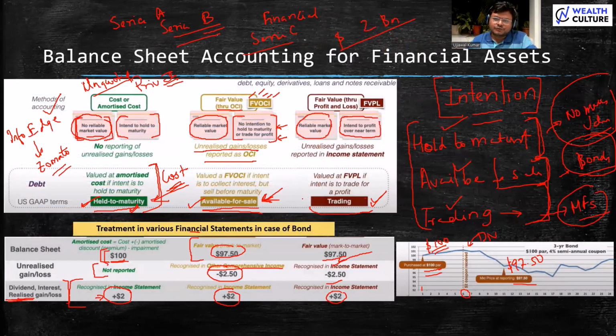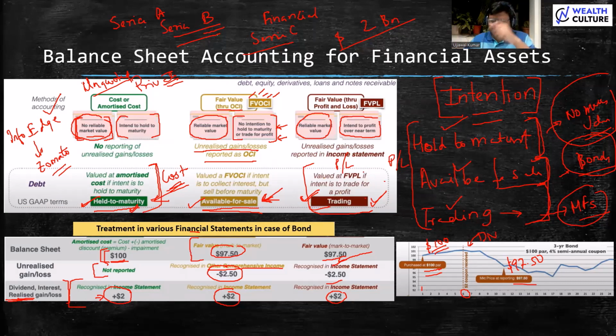But an asset that we invested in for trading will figure in my P&L, right? And this is realized. Any dividends that we receive, in all of these situations, we recognize that on the P&L.